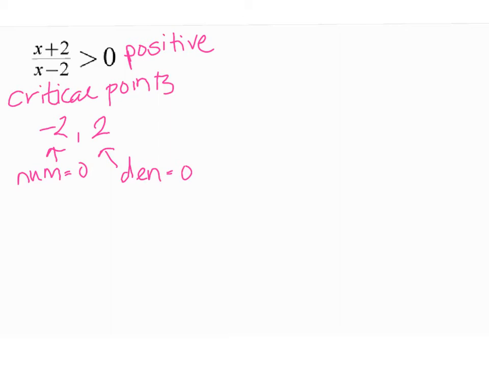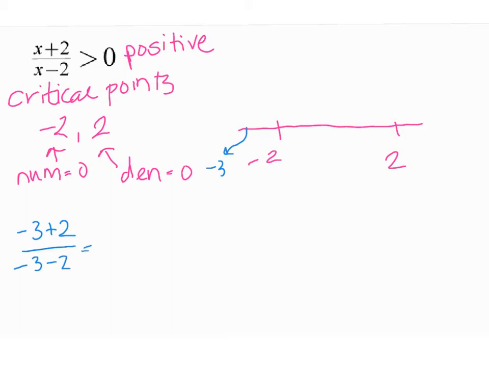So if I had a number line here, and I think about -2 and +2 being here, I could do a guess and check where I pick numbers on either side of this. What if I pick a number over here? Let's pick -3. If I plug -3 in, do I get a number that's positive or negative? Let's try that. -3 plus 2 over -3 minus 2. So I get -1 over -5, which in reality is a positive number. So I'm going to say that numbers over here are all positive.